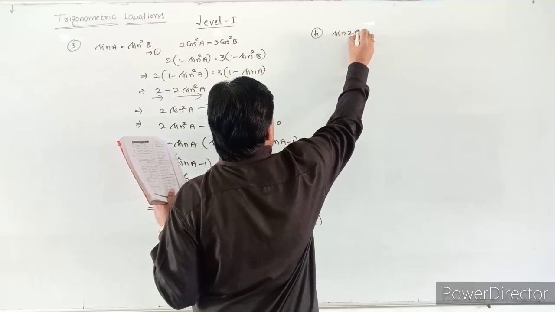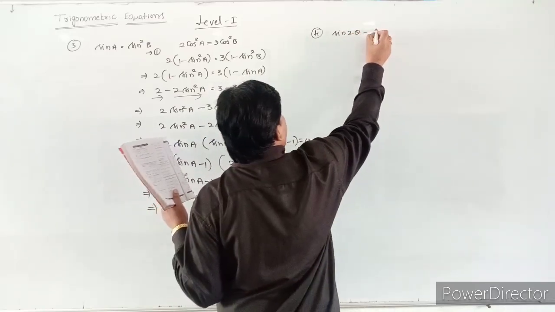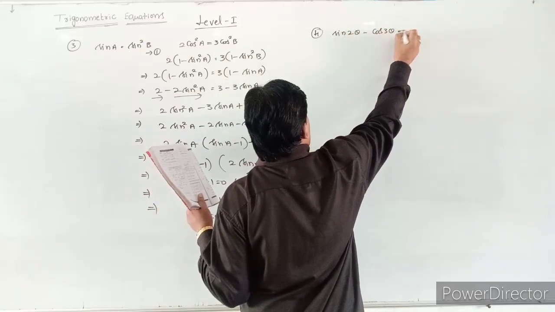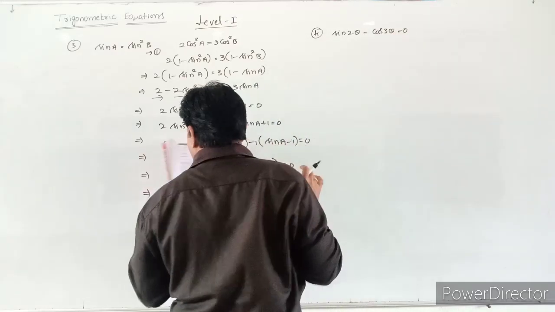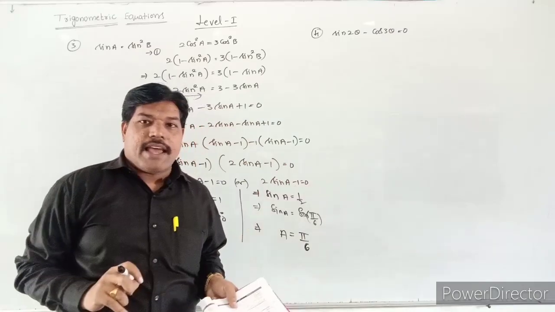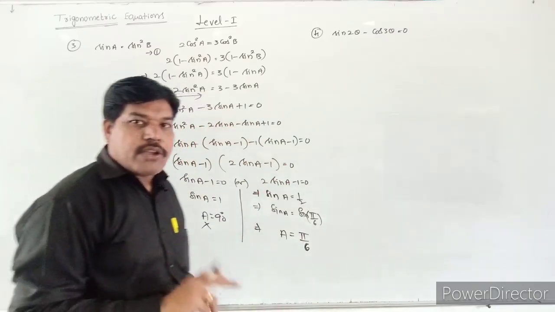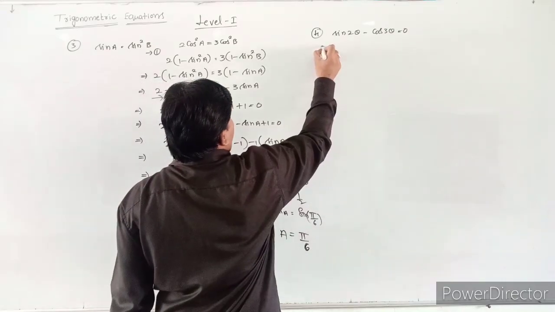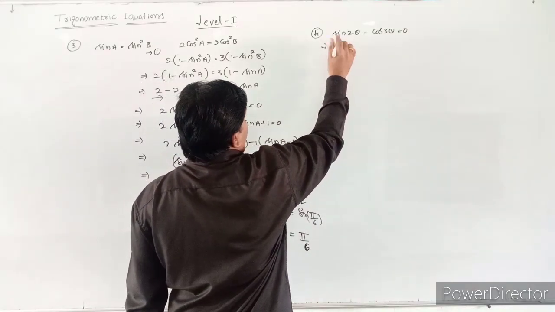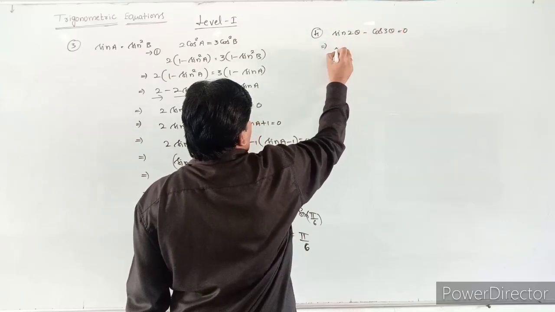If sin 2 theta minus cos 3 theta is equal to 0, and theta is an acute angle, then what is the value of theta? I have already done this one. See the question number 2 model. It is the same model of question: take this term to the other side.